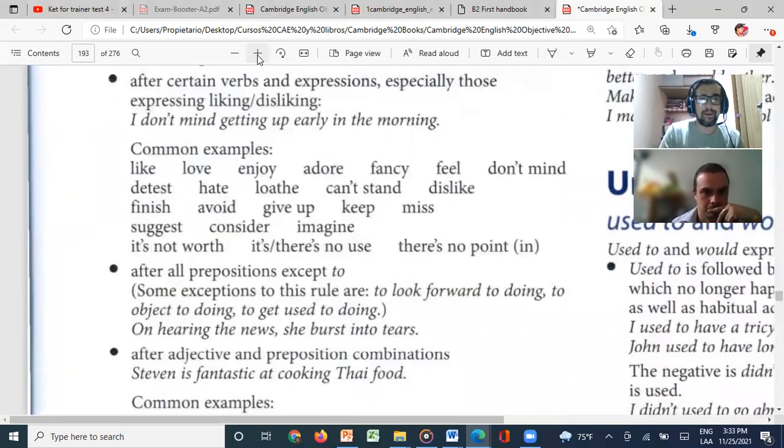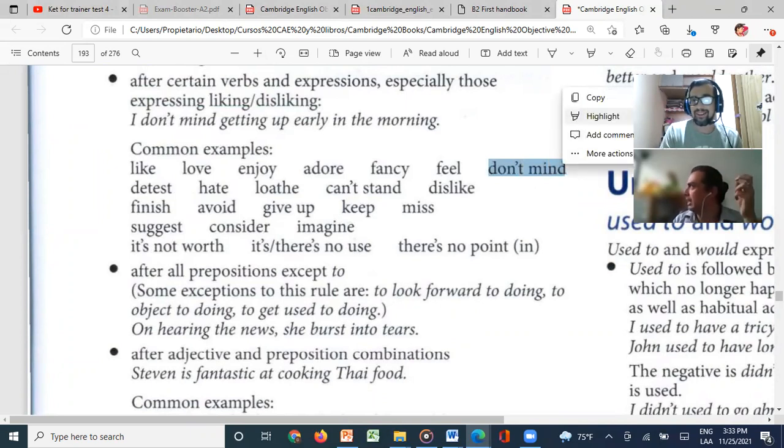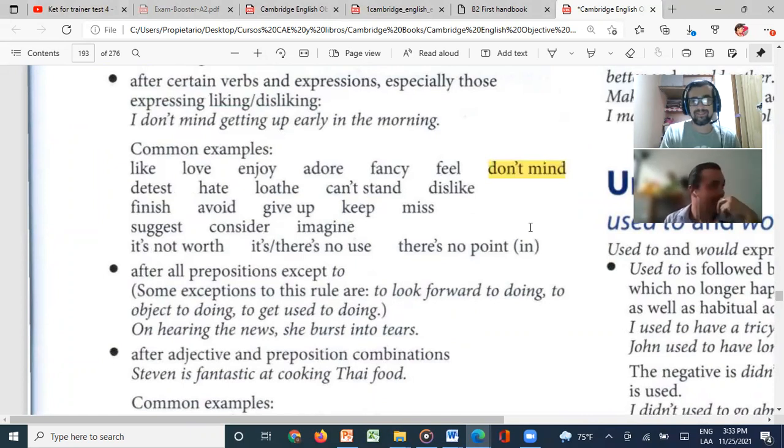For example, do you know this verb, don't mind? I don't mind. Have you heard that expression? Yeah, "I don't mind the situation." I don't mind whatever. It's like, no me es molesto, right? So you can say, "I don't mind helping you." You see, because after "don't mind," if you're going to use another verb, you need to use it with -ing, which is a gerund, right? You can say, "I don't mind helping you with the homework," for example, or "I don't mind driving you home."